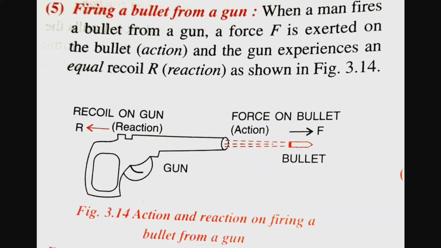Firing a bullet from a gun. When a man fires a bullet from a gun, a force F is exerted on the bullet, that is the action, and the gun experiences an equal recoil R, the reaction, as shown. That's why when any person fires a bullet, his hand gets a jerk. This is the reaction of the bullet on the gun.